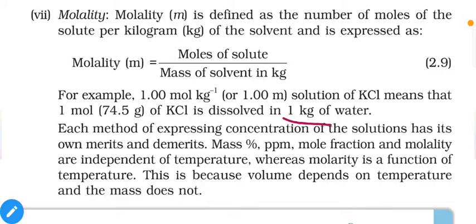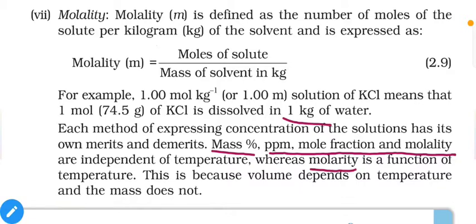So mass percentage, ppm, mole fraction and molarity are independent of temperature. That means temperature does not affect these values because they depend mainly on mass. And as we know, mass is independent of temperature. If you increase or decrease temperature, mass does not change.